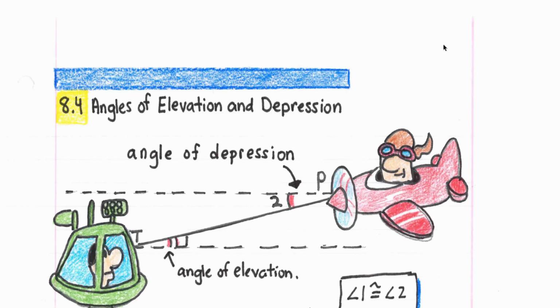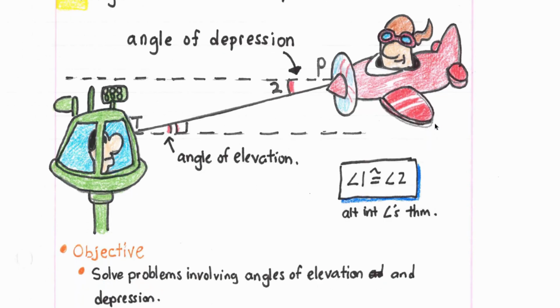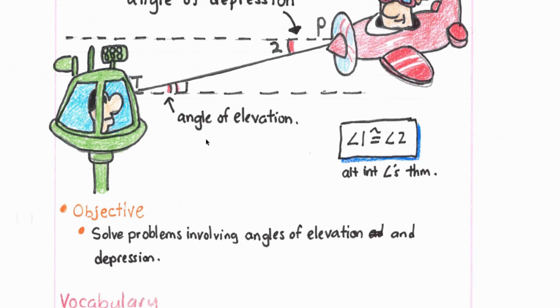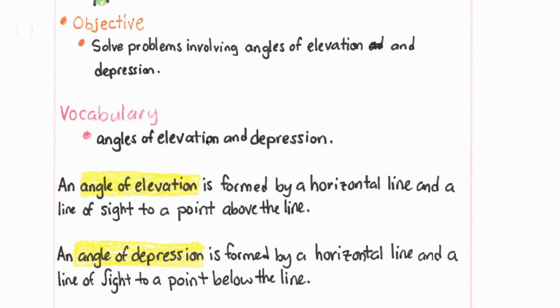This is lesson 8.4, and today we're going to talk about angles of elevation and depression. So here's a picture of a pilot in a plane and someone in a radio control tower. And first, let's look at the definitions of angle of depression and angle of elevation, and then we'll come back to this picture. So our objective is to solve problems involving angles of elevation and angles of depression.